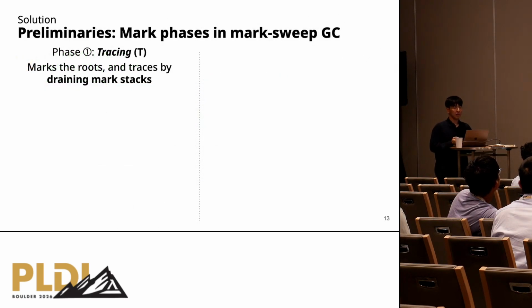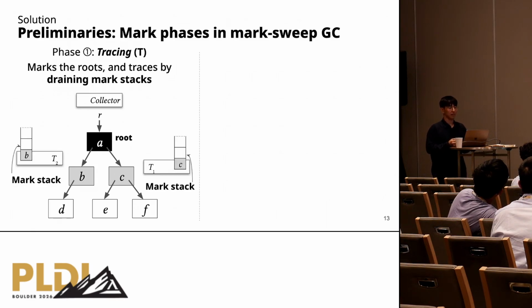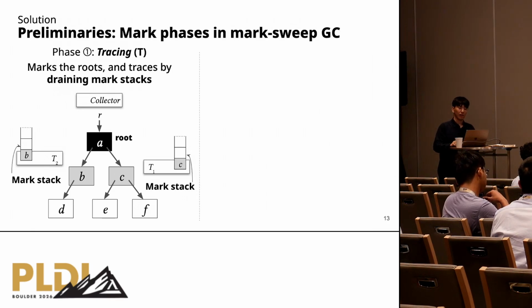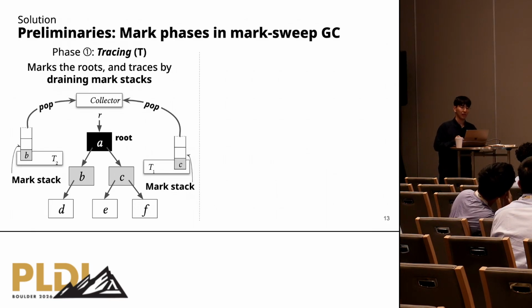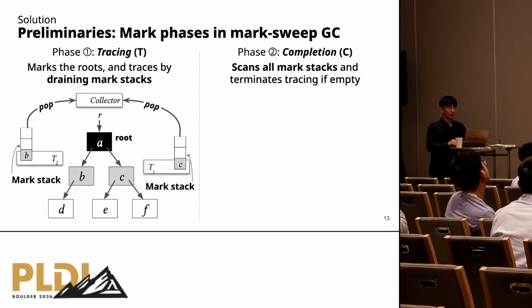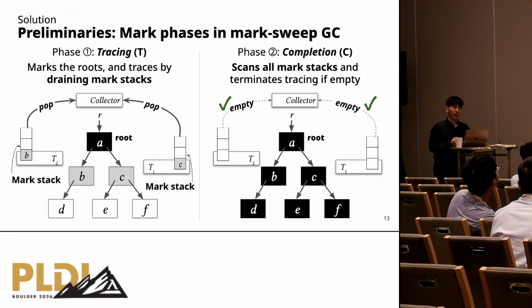First, some preliminaries on how the mark phases of mark-sweep GC work. There are typically two. The first phase is tracing. The collector marks the roots, then traces the heap by draining mark stacks. In a concurrent setting, those mark stacks are distributed across threads. The collector or the owning thread pops a task, marks it, and pushes its children until the stacks run dry. The second phase is completion. When the collector believes that no live objects are left to mark, it scans every mark stack, and if they are all empty, tracing is done.